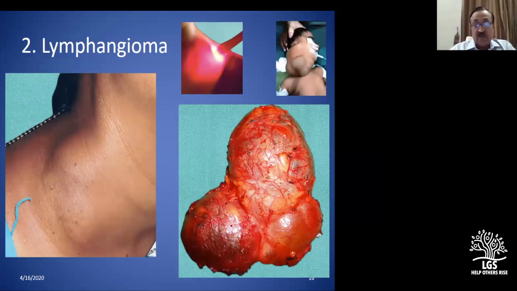I just want to bring to your notice this picture. If you see this young girl, about 22 or so, you can see one swelling there, but that's also a swelling there. Just look at this picture of the specimen which we have excised. I have brought this just to bring to your notice that these lymphangiomas will have multiple pockets.